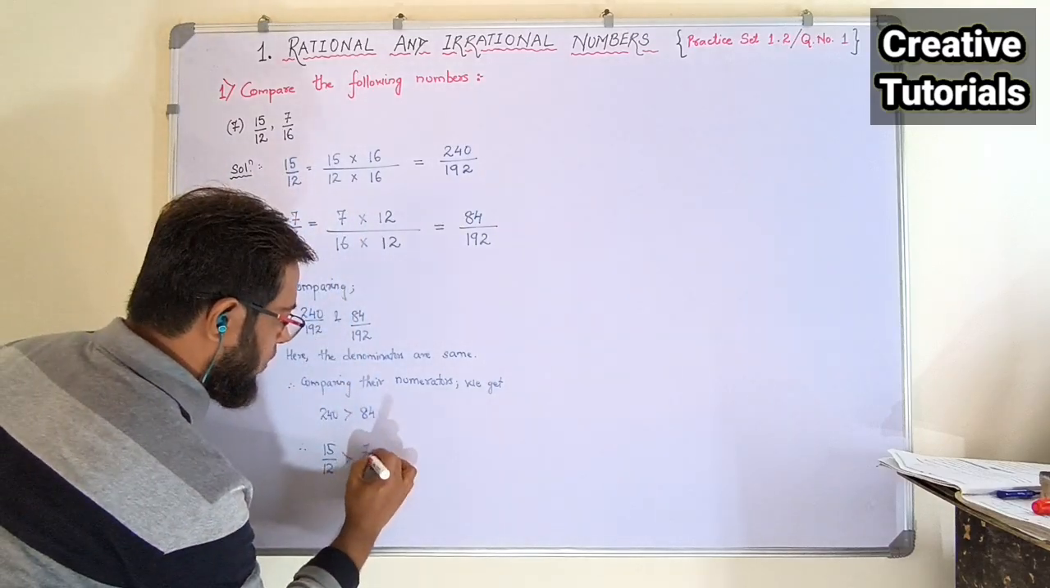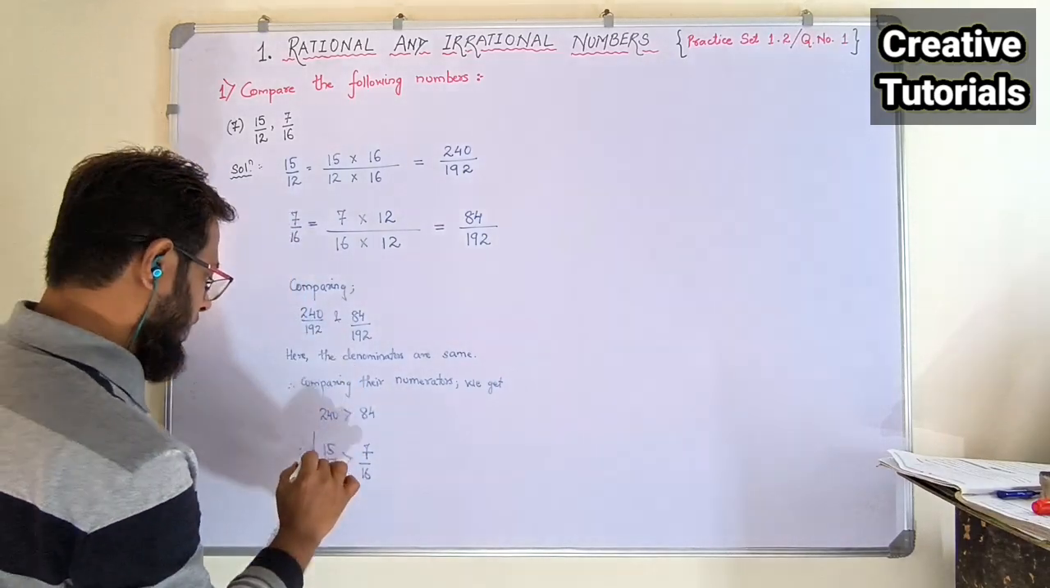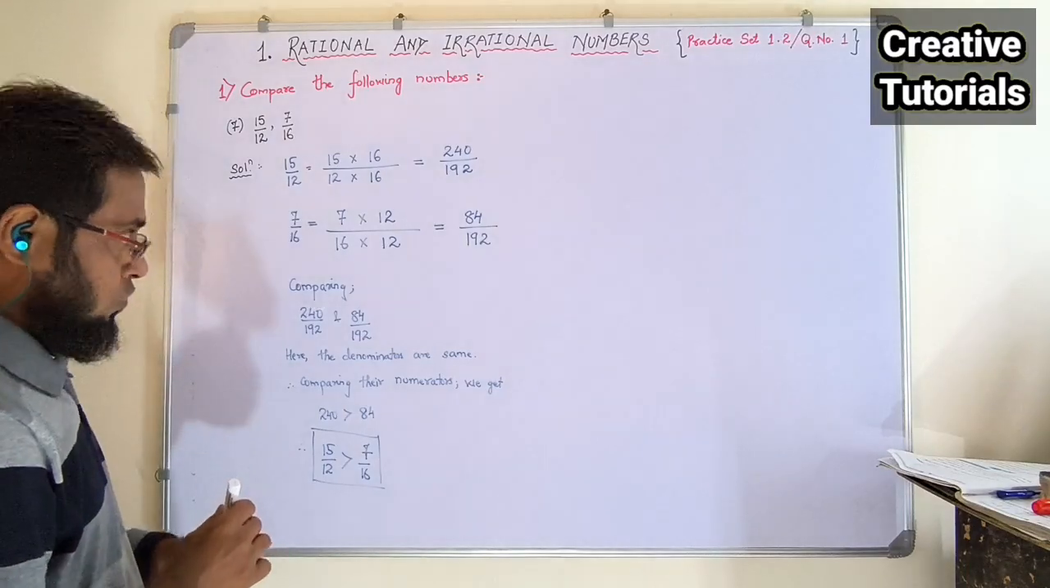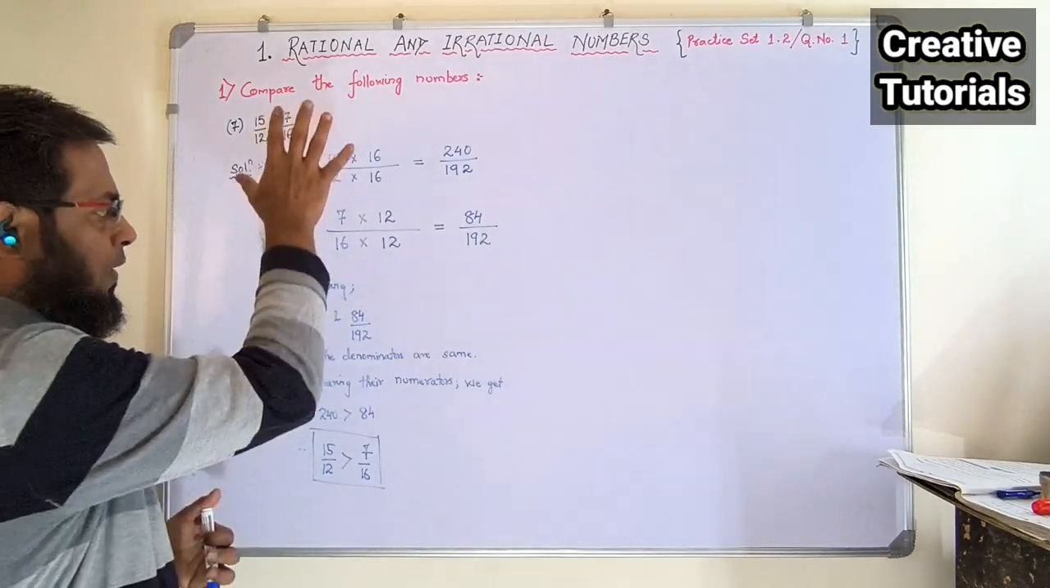So that 7 upon 16 will come here. Okay, and then our question is done with this. Alright, so see how easy it was, right children? So this is the way you can do it.